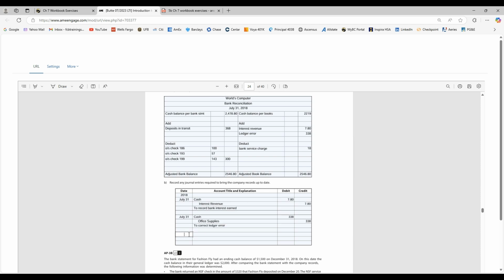Okey-doke. And then the last one we've got here is bank charges expense. So we have an expense for this $18, and this one's going to be a cash deduction, so that's going to be on the credit side for cash. And finally, we'll just say to record bank service charges.